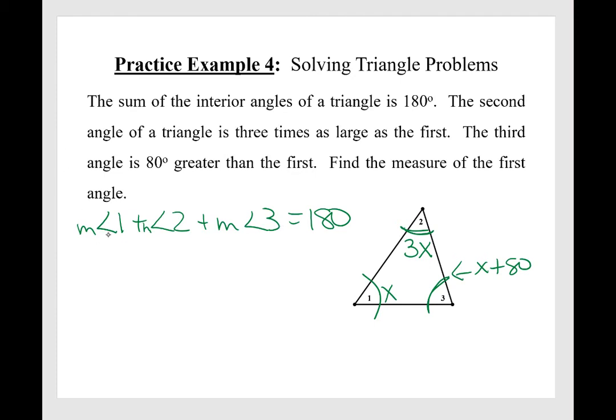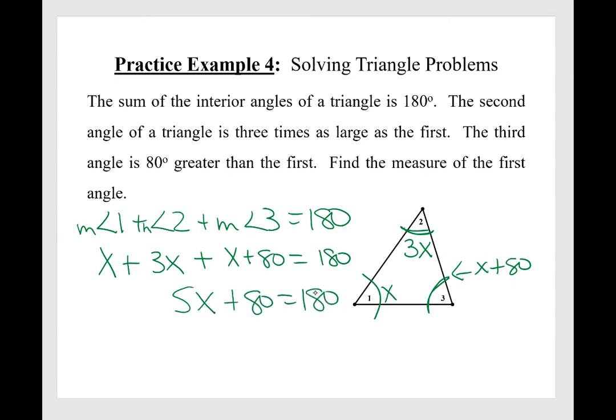Let's put them in the formula. So the first angle is x plus the second angle, which is 3x, plus the third angle, which is x plus 80. That has to add up to 180. So that is the equation. Hopefully you have the same one that I do. Okay, we're going to combine our like terms. So that gives me 5x plus 80 equals 180.